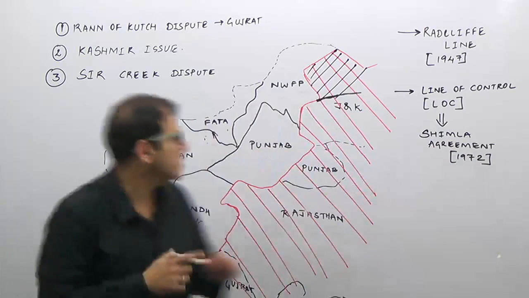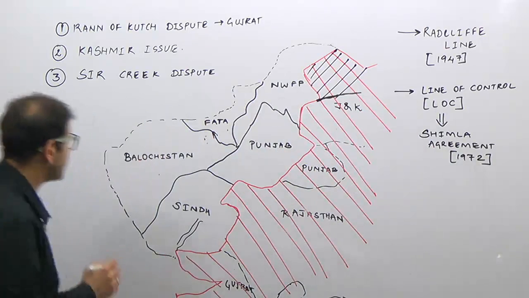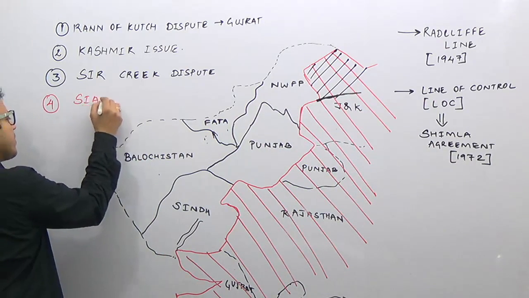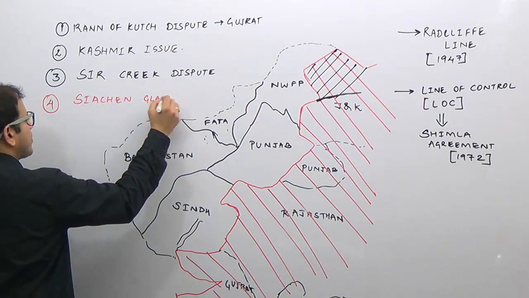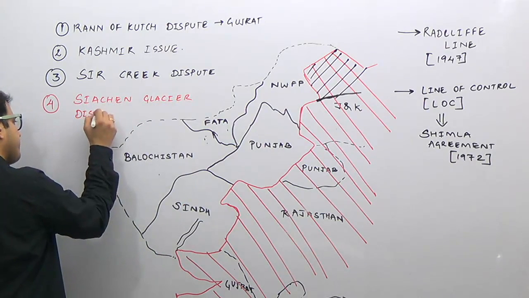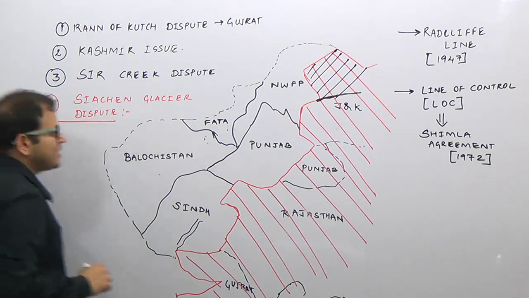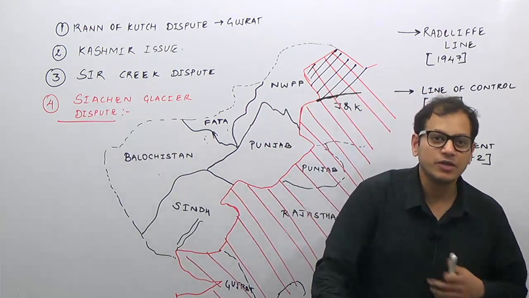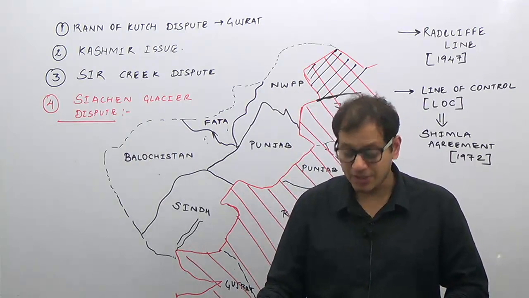So you look here again at the Sir Creek dispute, and now one of the major disputes which was in the news is the Siachen Glacier dispute. Why was it in the news? Because unfortunately there was an avalanche which killed Indian soldiers in the Siachen Glacier region.